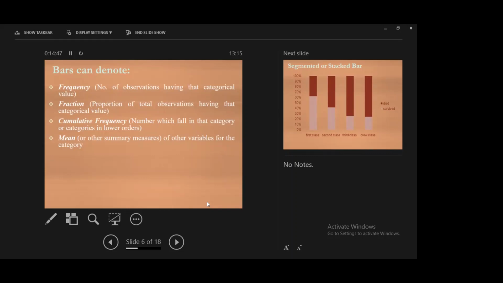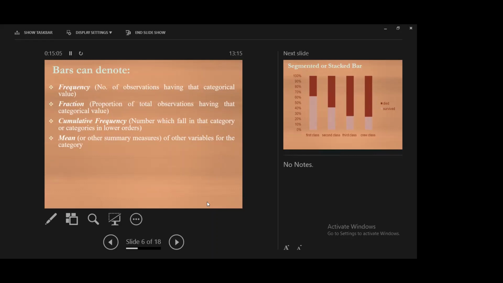You all must have heard of the less than cumulative frequency curve and the more than cumulative. So suppose instead of simple frequencies, we have cumulative frequencies. Those can also be plotted using these bar diagrams. And the last and the most interesting is the mean.